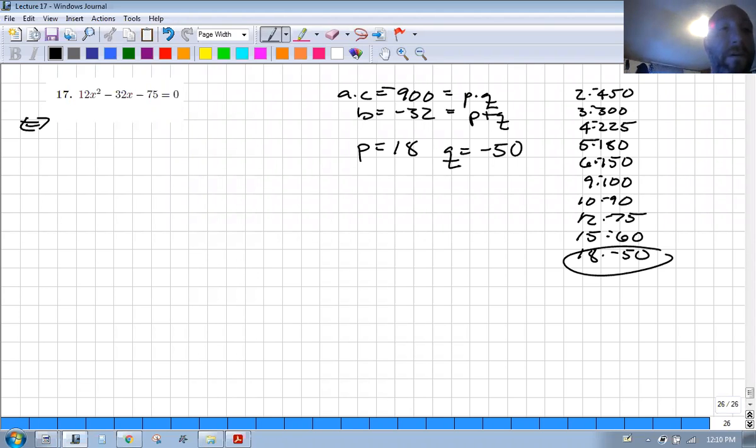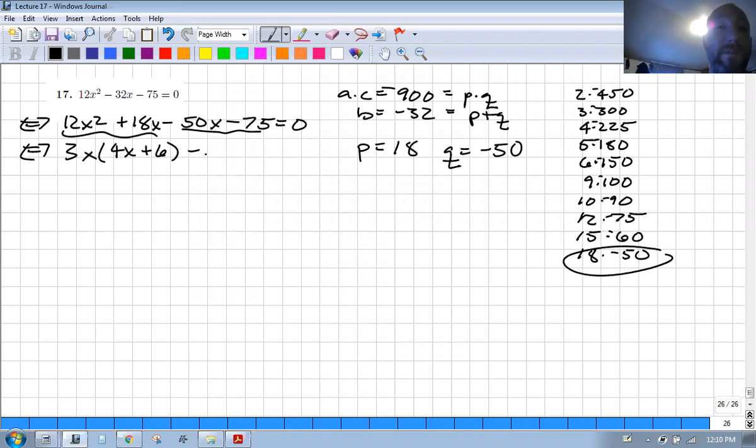So we'll rewrite minus 32x as 18x minus 50x. So out of here, we'll factor out 3x. So it gives us a 4x plus 6. Over here, we'll pull out a minus 5. So this should be a 10x minus 10, 15. No, I'm doing something wrong. I need to pull a different number out. I need to get another 4x plus 6 over here.